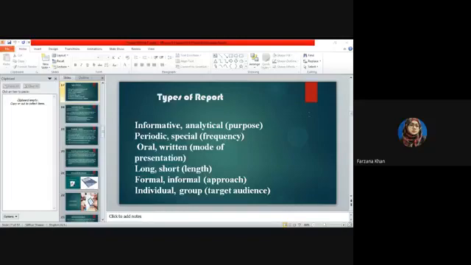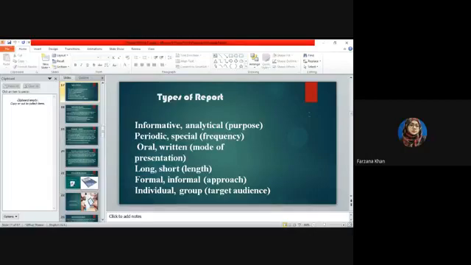These are the types of report you can see. These can also be called the categories of reports. Basically, on the basis of purpose, frequency, mode of reporting, length, approach, and target audience, the reports can be classified into different types. Here you can see the informative report and analytical report. On the basis of the purpose, reports have been divided into informative report and analytical reports.